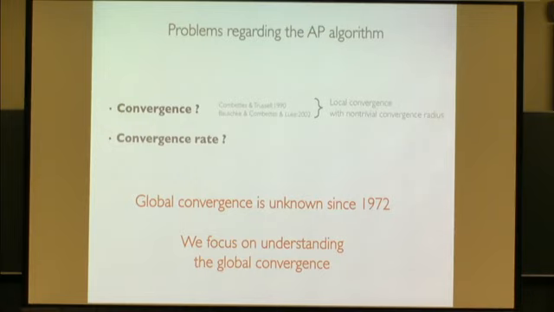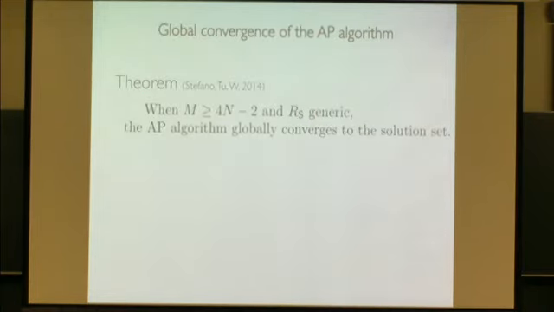So we want to answer this question: global convergence. The theory we have right now is when m is greater than or equal to 4n minus 2, and RS is generic, then the AP algorithm always converges. But it may be very, very slow. So slow that you may never see the convergence in your lifetime.